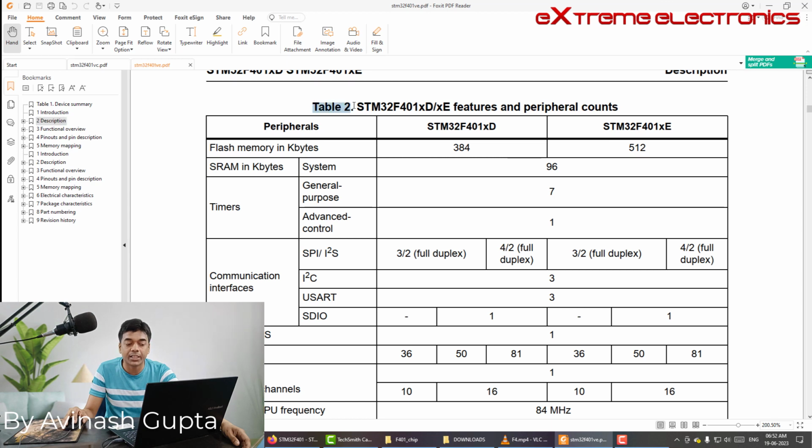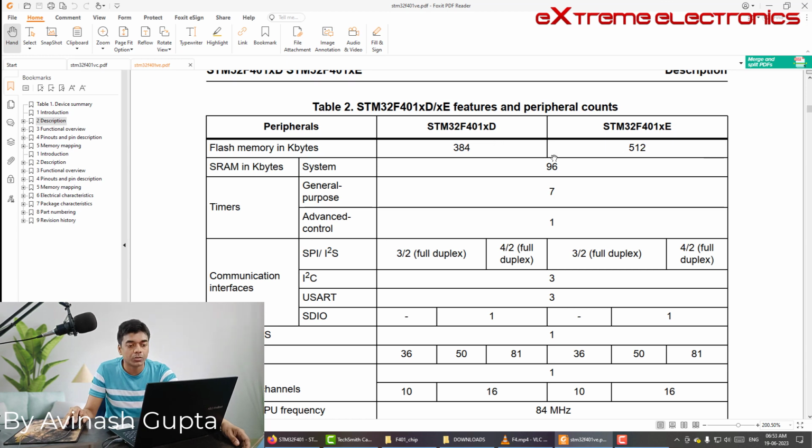So look at this table, table 2. This table 2 is divided into two columns, one for STM32F401xD and another for STM32F401xE. So what are these D and E? This last letter tells you about the amount of flash memory that is present in the chip. D stands for 384 KB and E stands for 512 KB. You should note it down.